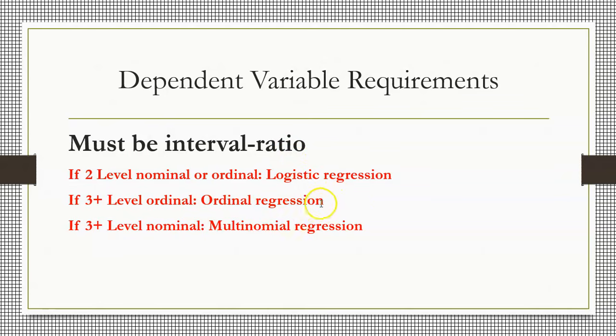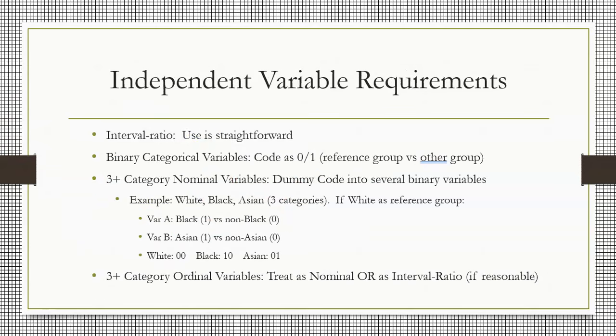The next thing is if I have three or more categories, then it's not logistic regression. And we do either ordinal regression or multinomial regression, depending on whether those three levels are ordinal or nominal. And we're not going to talk in detail about any of these here, but there's some similarities, again, to this multiple linear regression that we're doing, but they're more complicated. Okay. Now, independent variables, you can have really any kind of variables, if you know what to do with it. If it's interval ratio, something like age, something like a GPA, it's just straightforward use.